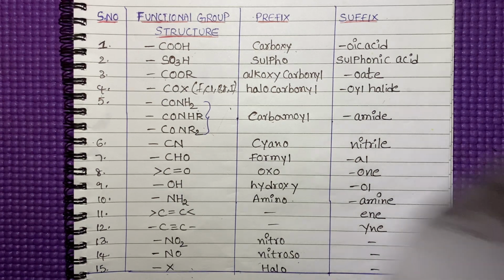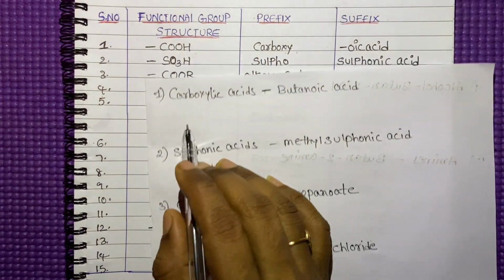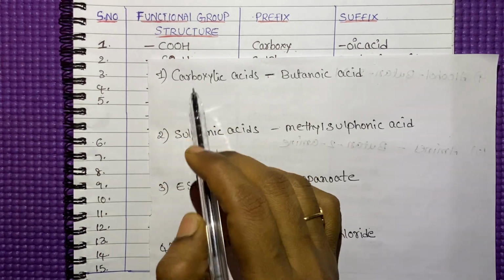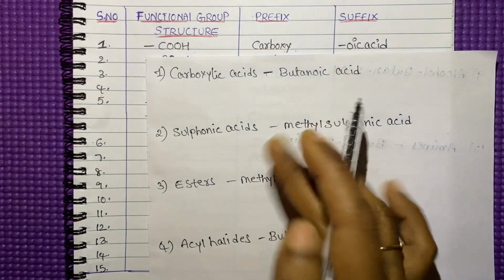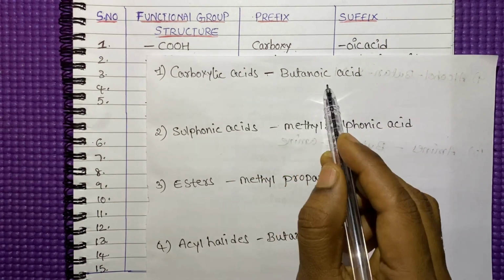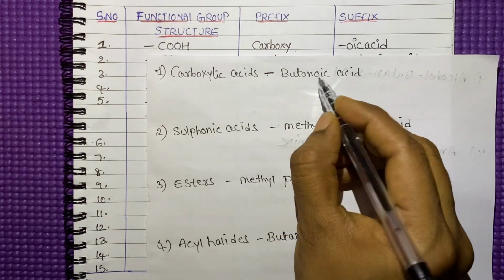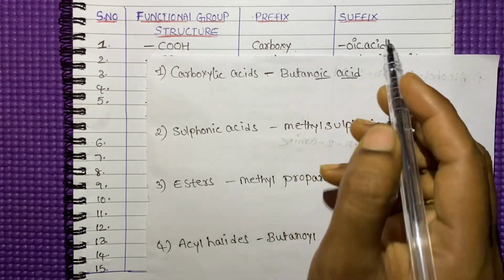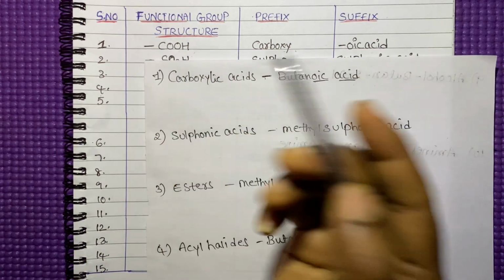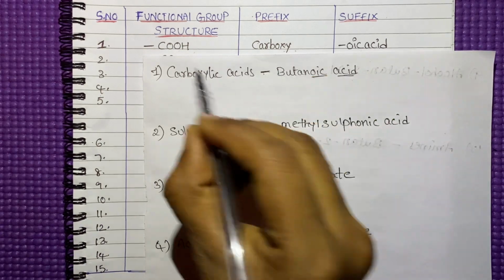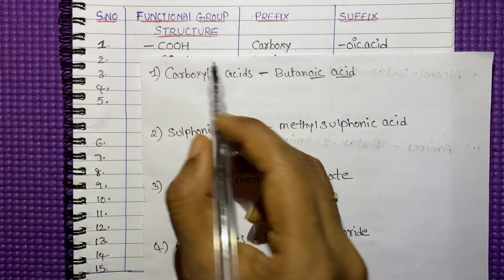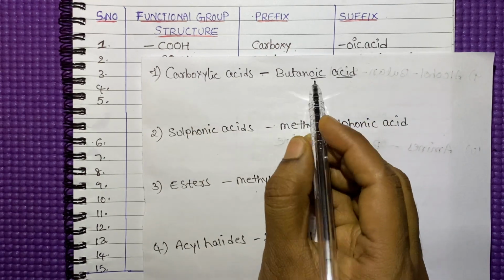Let us start the topic. See here, the first functional group is carboxylic acids. For carboxylic acid, here I am taking butanoic acid, right? See here, by seeing this name, "oic acid" is there, so we can identify the carboxylic acid group. Then if you know the structure and the suffix, you can write the structure easily.